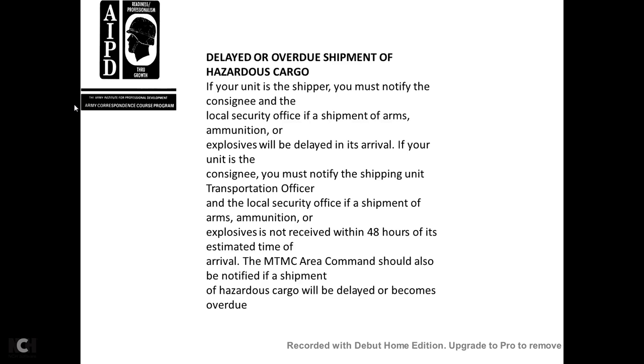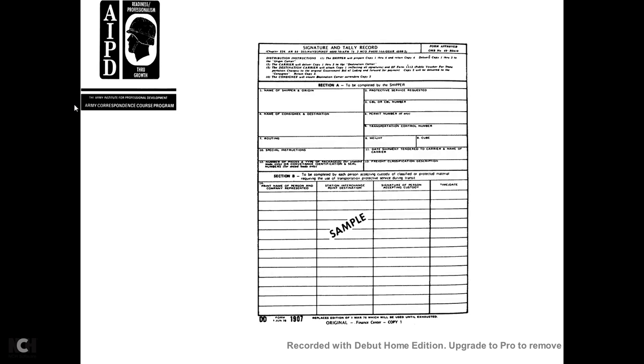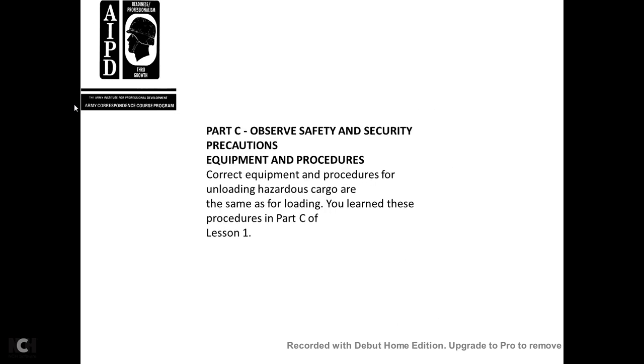Delayed or overdue shipment of hazardous cargo. If your unit is the shipper, you must notify the consignee and the local security office of a shipment of arms, ammunition, or explosives delayed in its arrival. If your unit is the consignee, you must notify the shipping unit, the transportation office, and the local security office if the shipment of arms, ammunition, or explosives is not received within 48 hours of the estimated time of arrival. Military Traffic Management Command and the Army Area Command should also be notified if the shipment of hazardous cargo will be delayed or becomes overdue. This is the signature tally record, Department of Defense Form 1907.